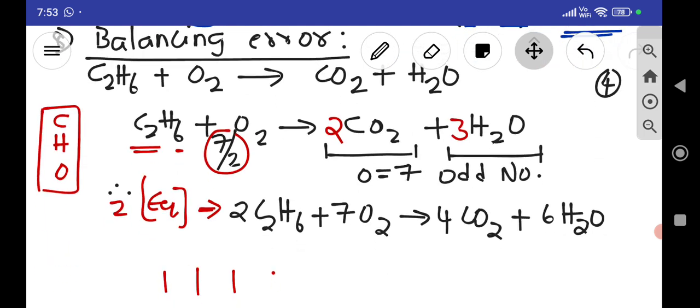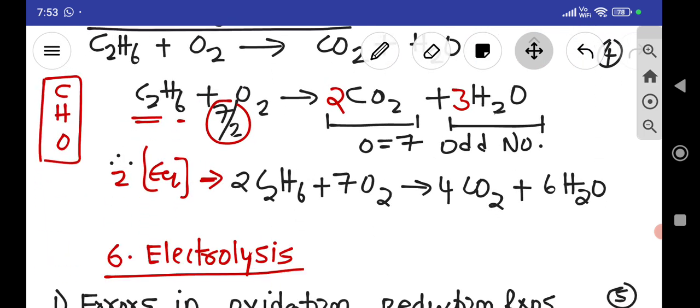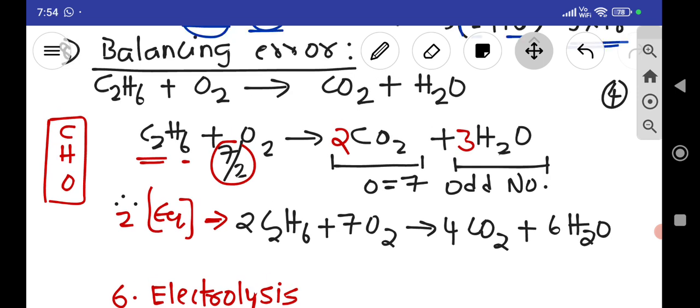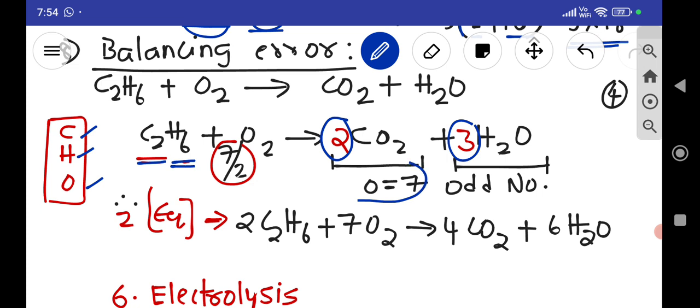Next, balancing errors are also done. I will give one example here. If you are taking ethane, always we have to remember the balancing is always done in the order of carbon, hydrogen and oxygen. So here 2 carbons, therefore write coefficient 2, then hydrogen 6, therefore coefficient 3. Next, oxygen is calculated as 7. After carbon, hydrogen, finally oxygen should be balanced.